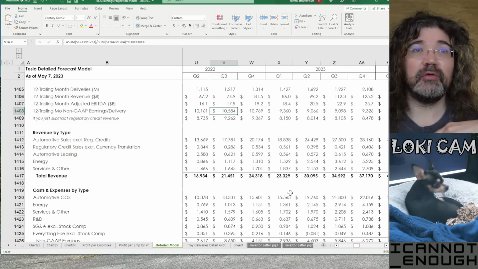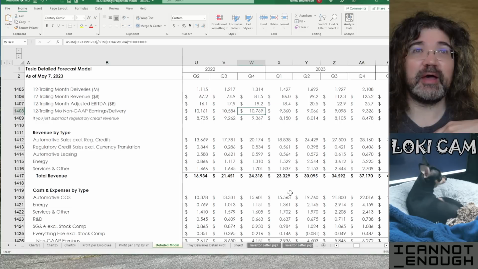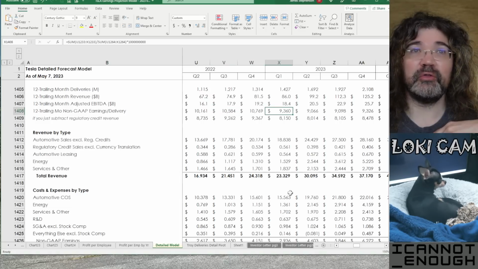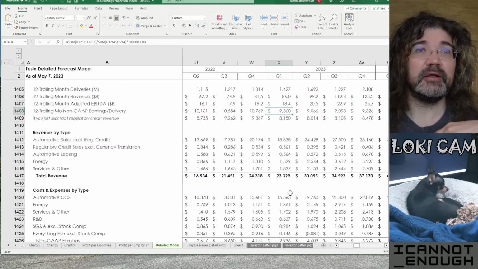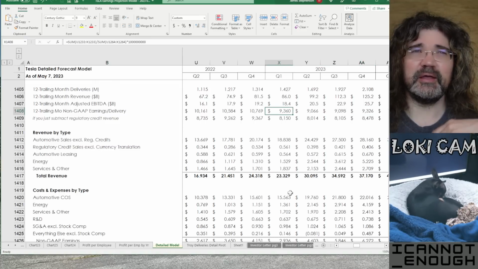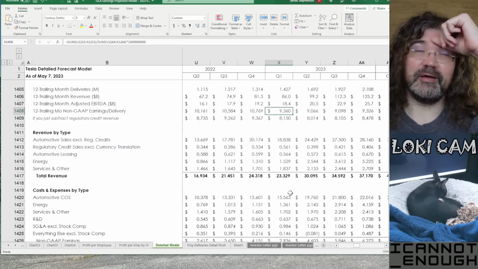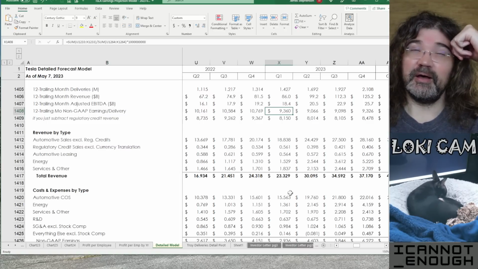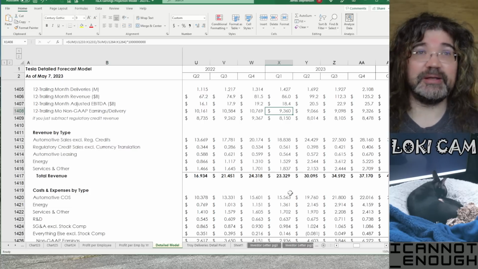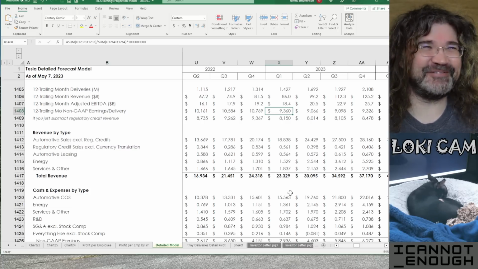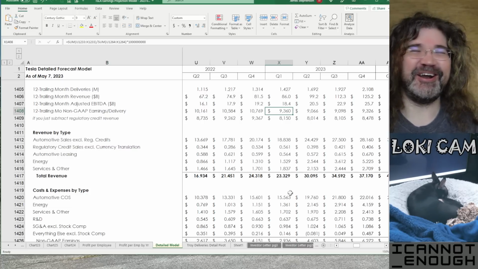Then you got the 12 trailing month non-GAAP earnings per delivery. So that number is less than 10,000 now. Last year it was more than 10,000. But it shouldn't fall very far, to the consternation of Tesla shorts, who want this number to fall to 0, and it's just not going to do it. It is not going to fall to 0 earnings.